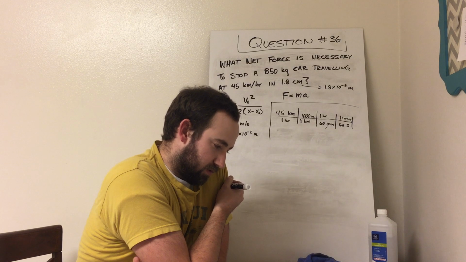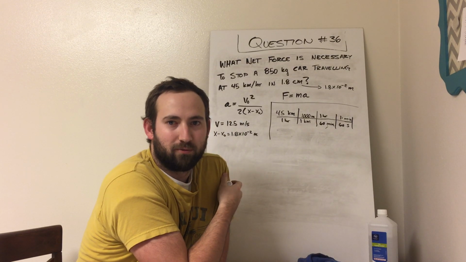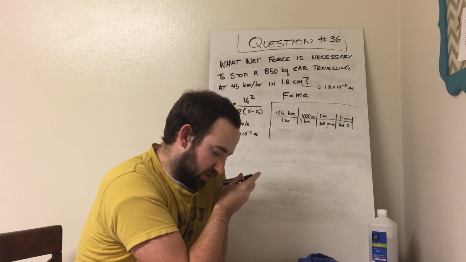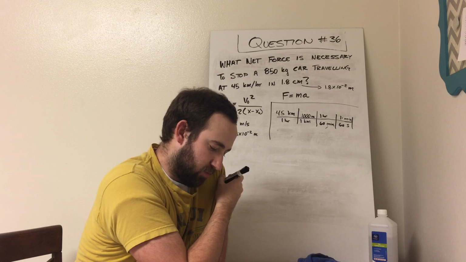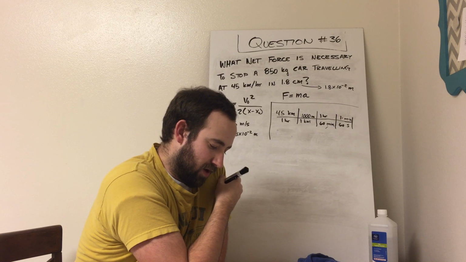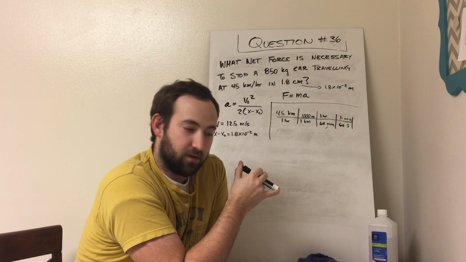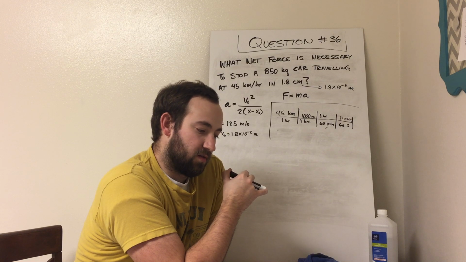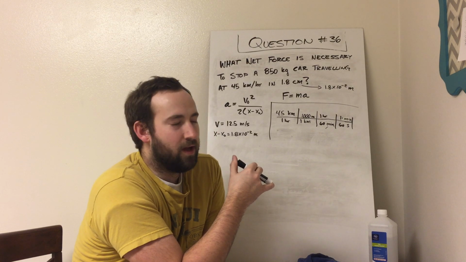Question 36 of the chapter 4 bingo problems. And this question is really interesting. It says, an advertisement claims that a particular automobile can stop on a dime. What net force would be necessary to stop an 850 kilogram automobile traveling initially at 45 kilometers per hour in a distance equal to the diameter of a dime, which is 1.8 centimeters?